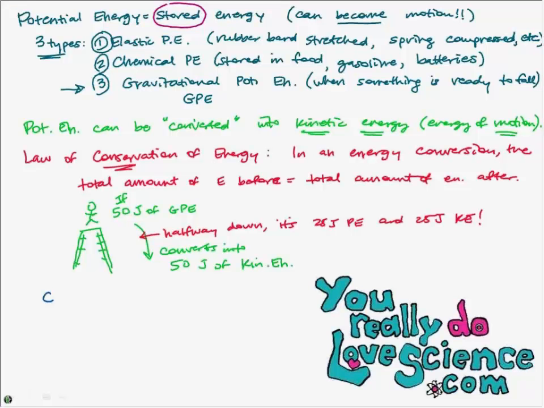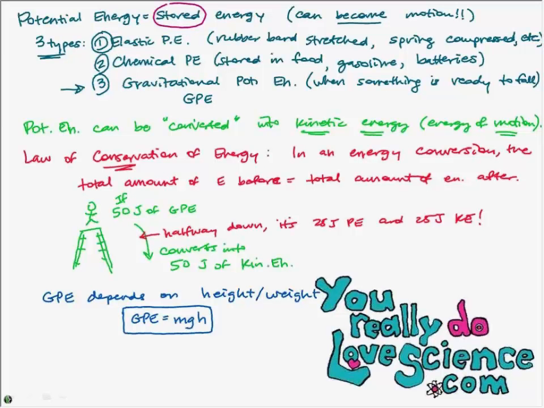Gravitational potential energy depends on the height of the object and the mass. Basically the height and the weight. It depends on how heavy you are when you're up high and also how high you are. Do you remember the weight is mg? So the weight is mg, and then you multiply that by height. That is the simple formula for gravitational potential energy, the weight times the height.